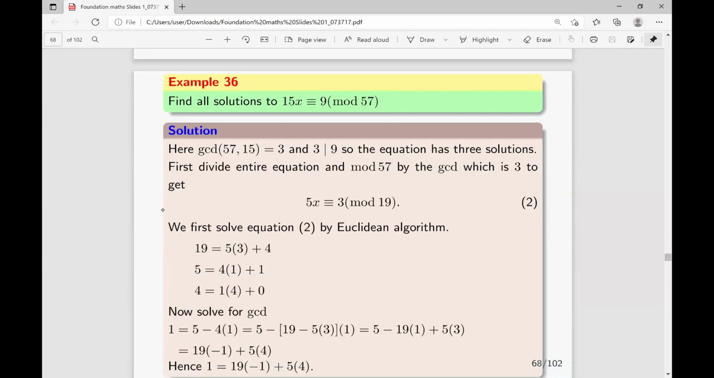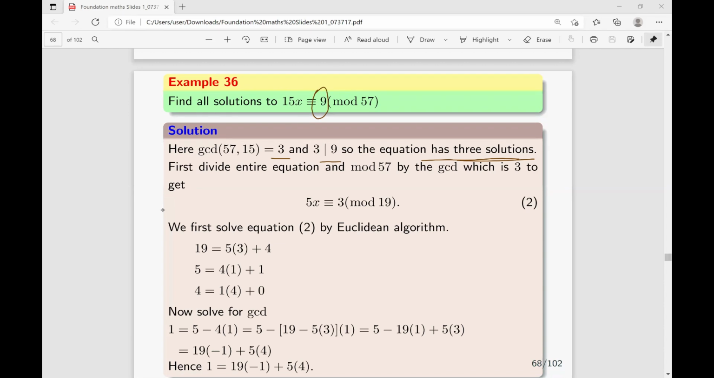We come to this other one. And there's something I want to show you here. I'd already said that you find the GCD, and if the GCD divides this number, then the equation has a solution. How many solutions? The number of solutions equals the GCD. Is that okay? The number of solutions equals the GCD. So this one, the GCD is 3. 3 divides 9. And so the equation has 3 solutions. So you now proceed to get the 3 solutions. I want to show you how to do that.